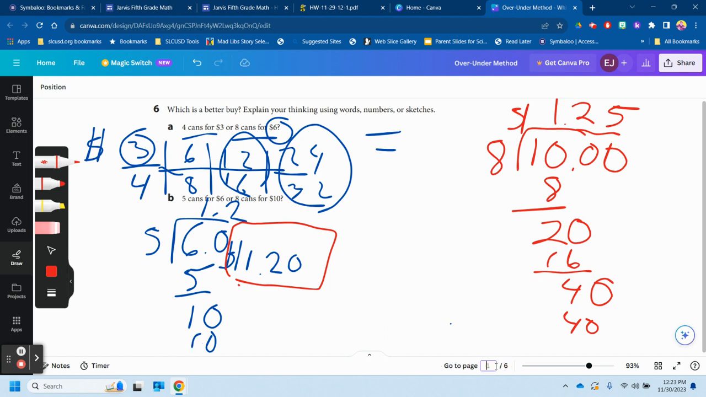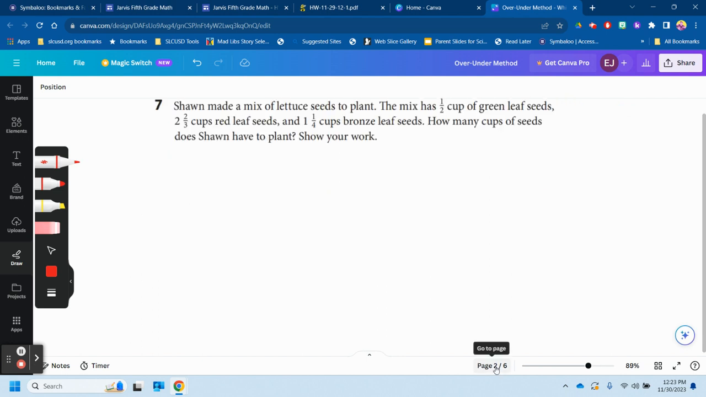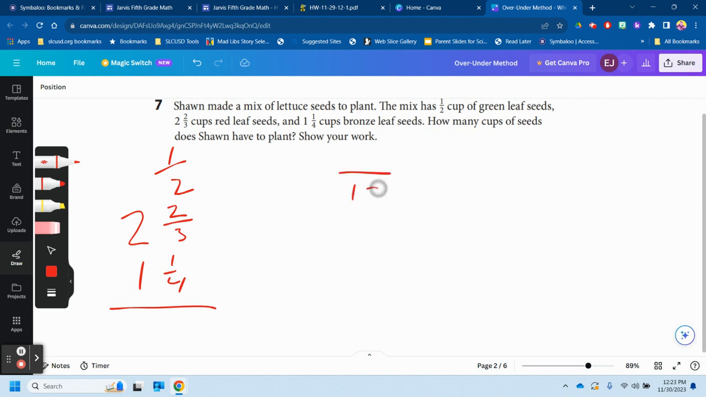So let's move on here. These you just need to add up, so this is pretty simple. It's 1/2 plus 2 2/3 plus 1 1/4. I need to find a common denominator. That's going to be 12. We did this in class, so I'm going to do it kind of quickly. 2 times 6 is 12, so 1 times 6 is 6. So now I need 2 something over 12.